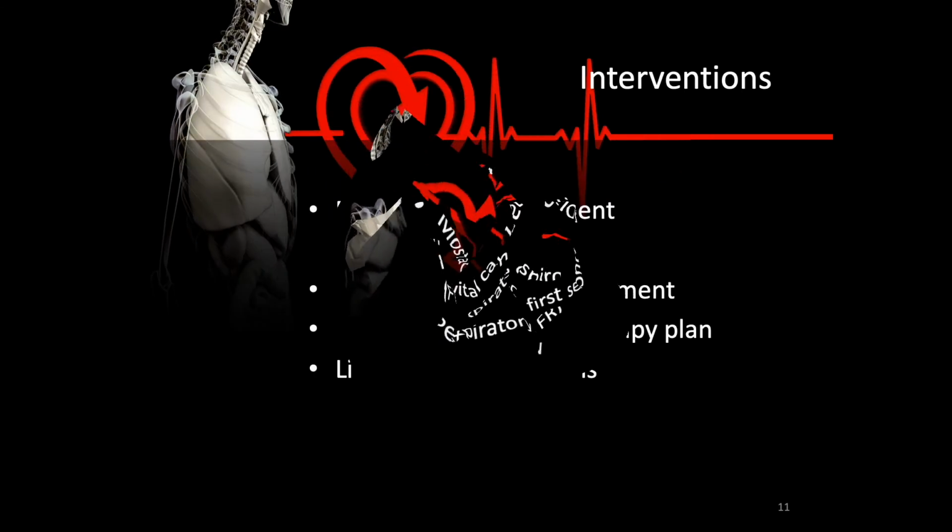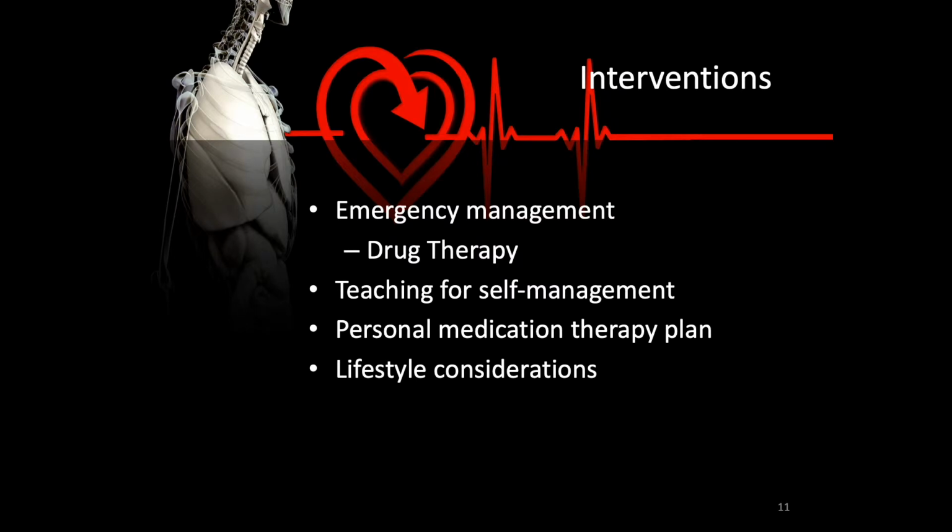Intervention for asthma must include the fact that it can be potentially fatal. So there is emergency management, including drug therapy. Once that crisis has been reached, it's important that we teach about self-management.